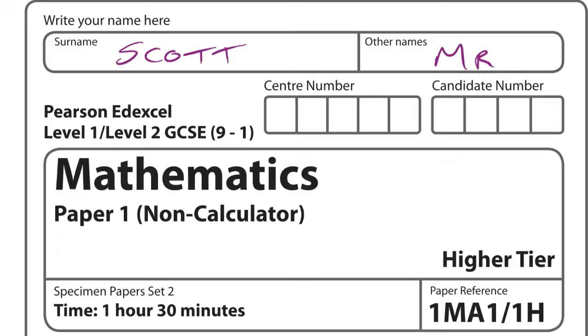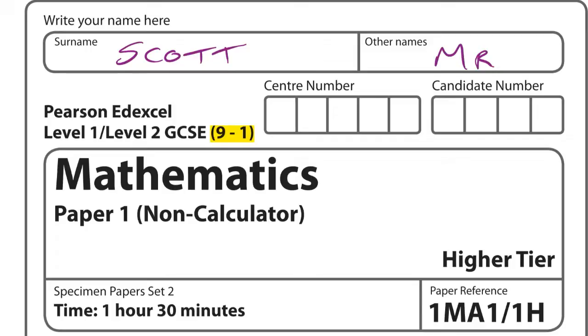My name is Mr. Scott, and in this video we're going to have a look at the first half of the first paper. This paper is specifically for the new spec. You'll notice it's got levels 9 to 1 on the front, and it is a non-calculator paper. So in this paper I am going to be talking a little bit through how I mentally go through some of the arithmetic. I recommend you have your paper with you.